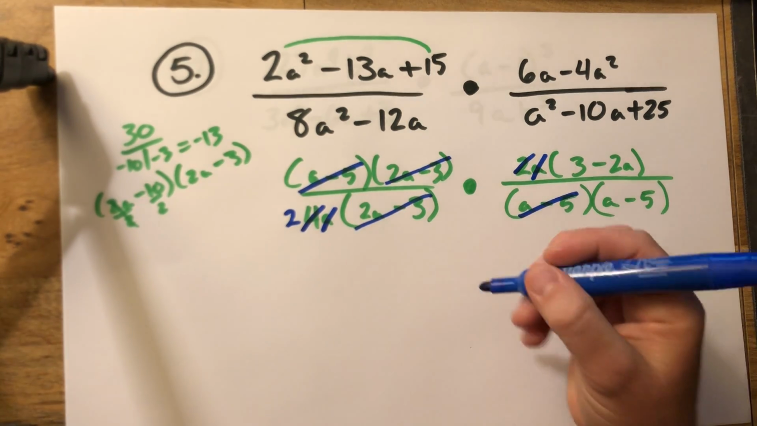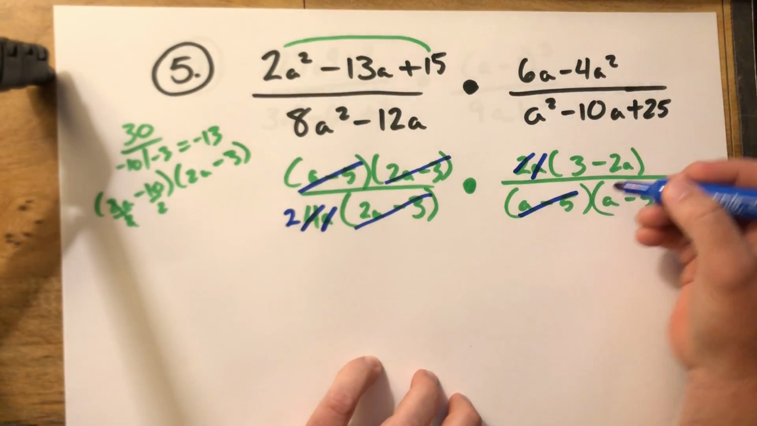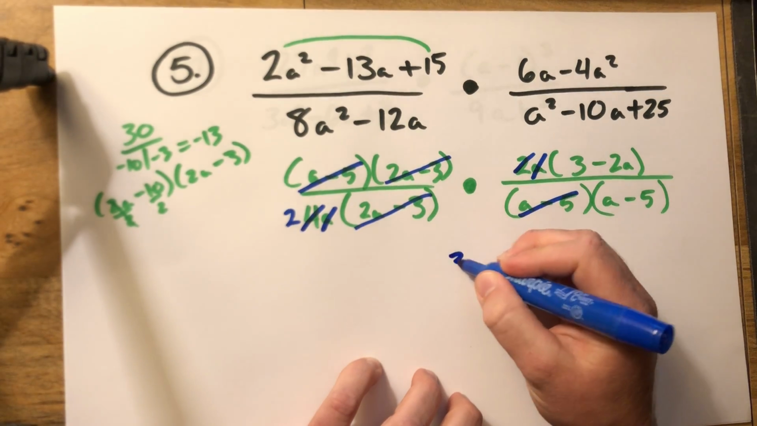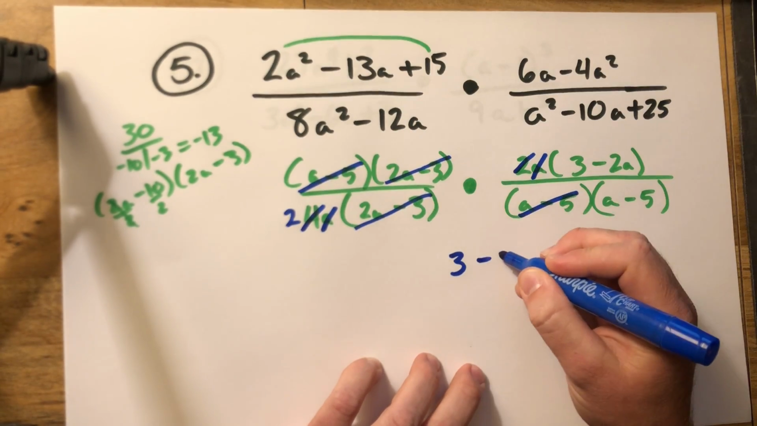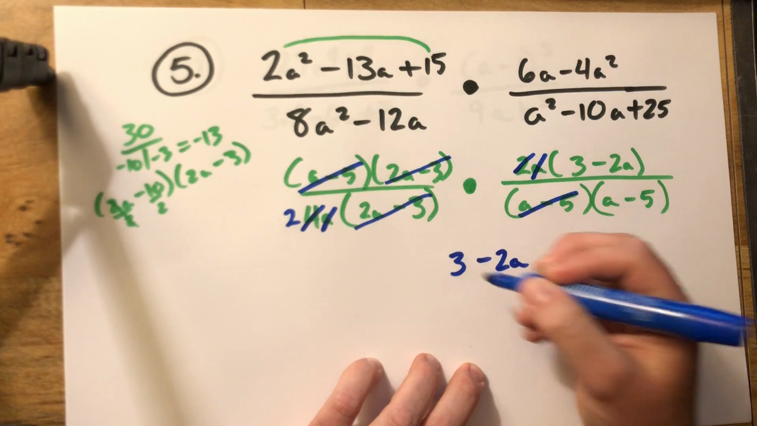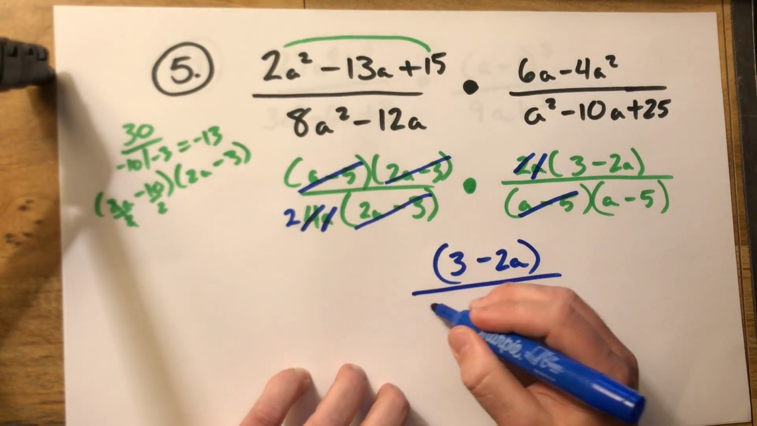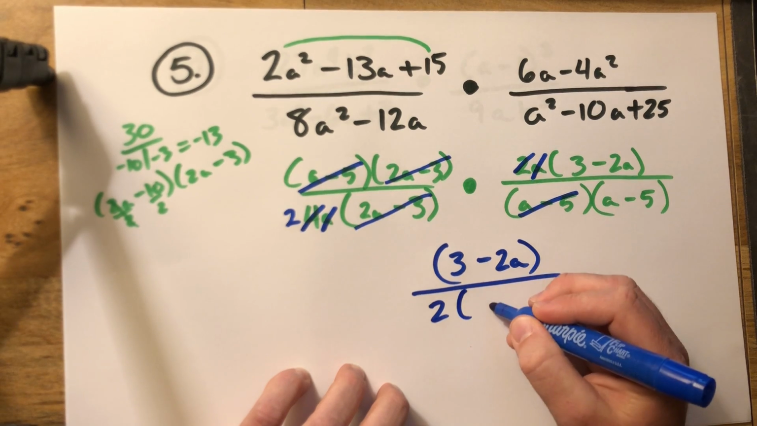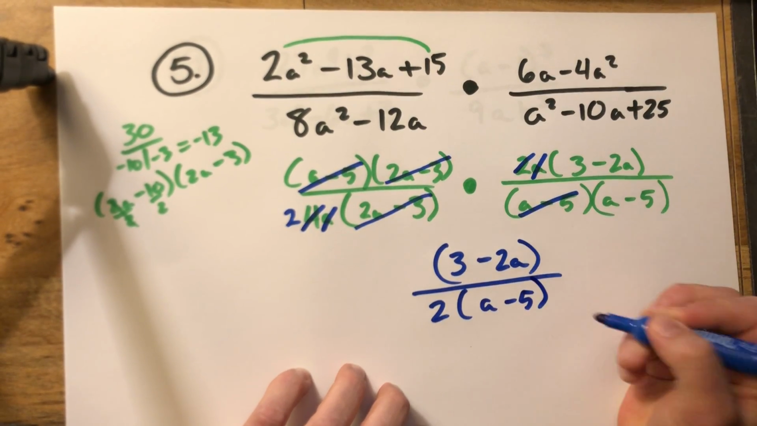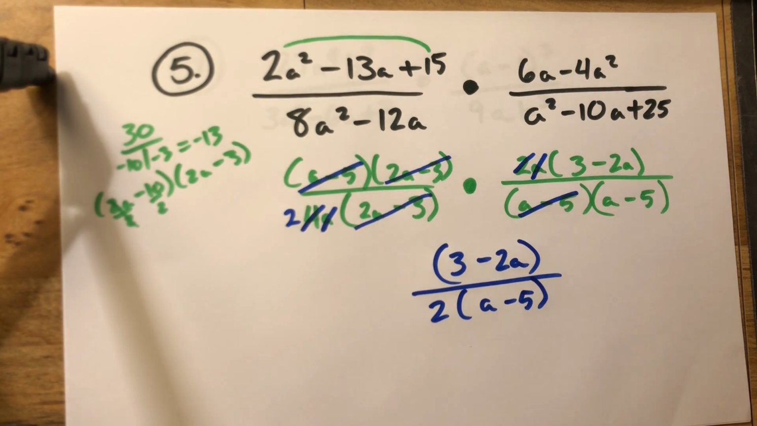Yeah, looks pretty good for now. Let's see what we got. Let's see if we go 3 minus 2a, all divided by 2 times the quantity a minus 5. Okay, yeah, that looks pretty good.